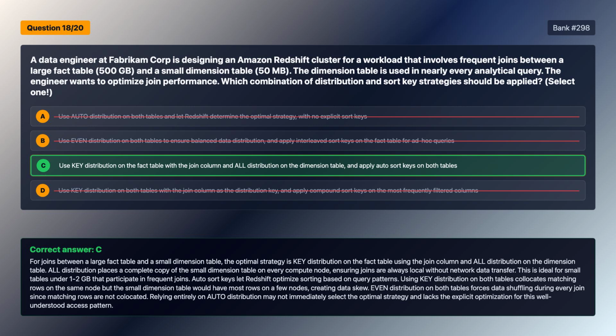Auto sort keys let Redshift optimize sorting based on query patterns. Using KEY distribution on both tables collocates matching rows on the same node, but the small dimension table would have most rows on a few nodes, creating data skew. EVEN distribution on both tables forces data shuffling during every join since matching rows are not collocated. Relying entirely on AUTO distribution may not immediately select the optimal strategy and lacks the explicit optimization for this well-understood access pattern.